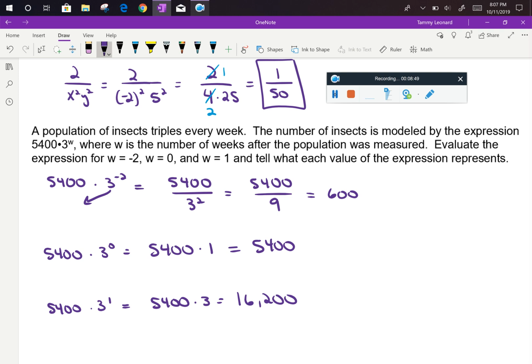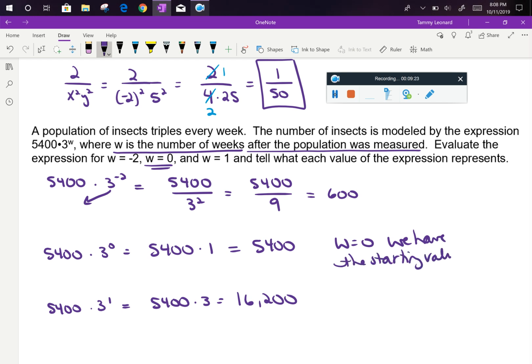So remember that w is the number of weeks after the population was measured. So if we think about that, it might work well to start with the 0. 0 weeks after the population was measured, the population had a size of 5,400. So that's basically telling us that when no time had elapsed, there were 5,400 insects. So that's actually the starting value. So when w equals 0, we have the starting value. The number of insects that was initially counted.